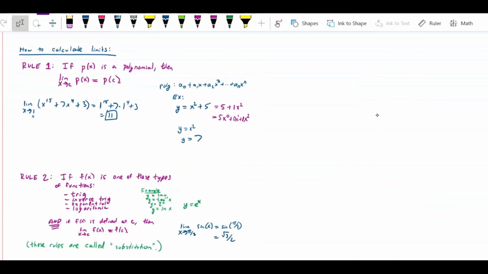These rules together are called substitution. In other words, we're just taking the expression, say, limit as x approaches 2 of x squared plus 1, we're simply taking this value and substituting it in wherever we see x, so that's going to equal 2 squared plus 1, which is 5.